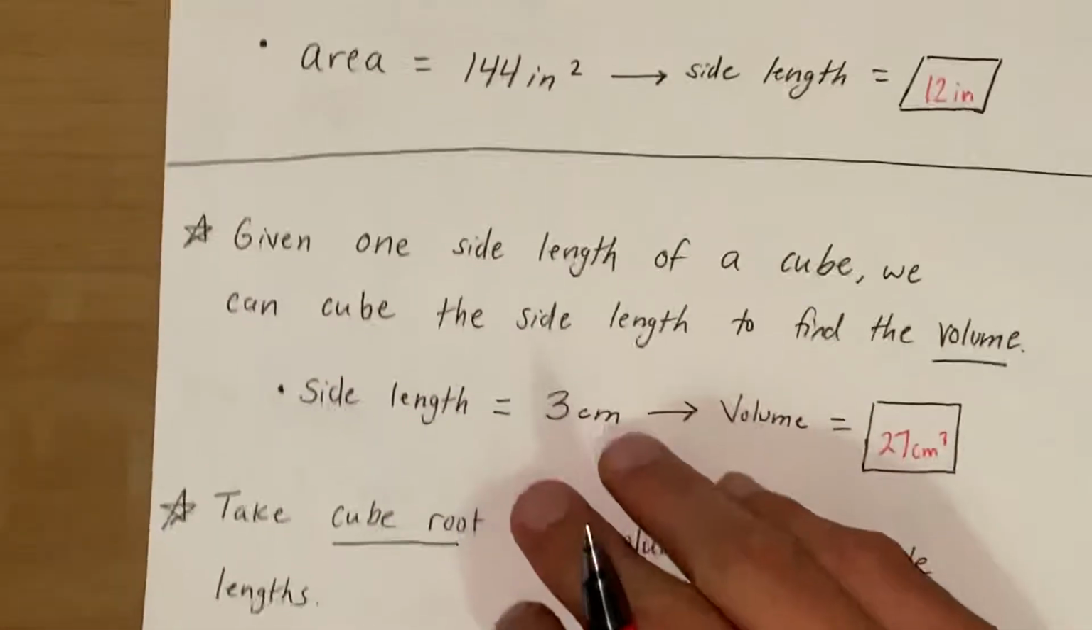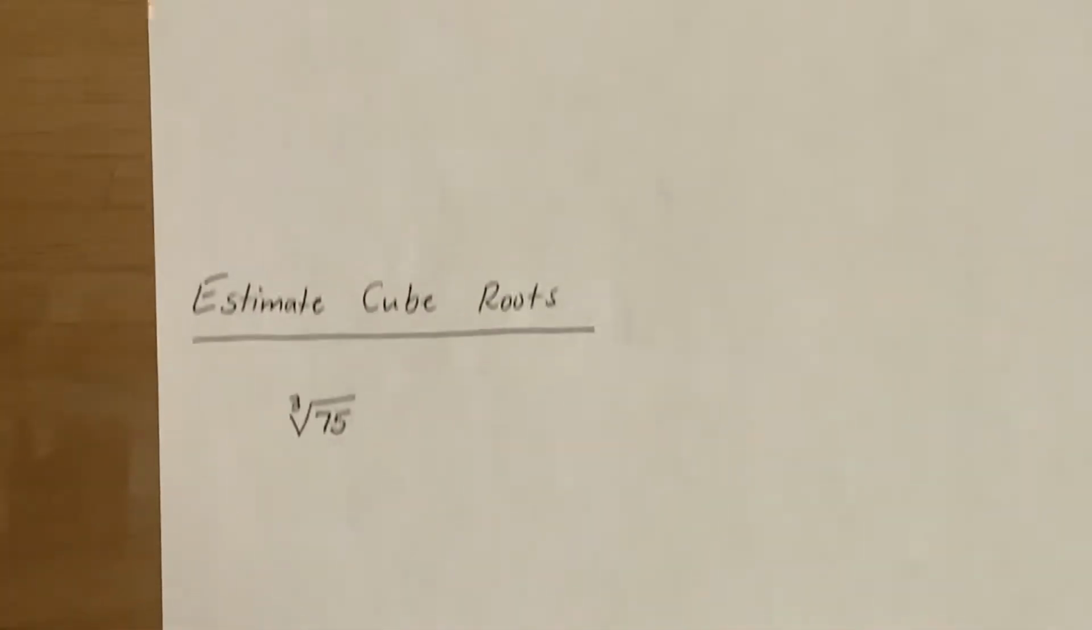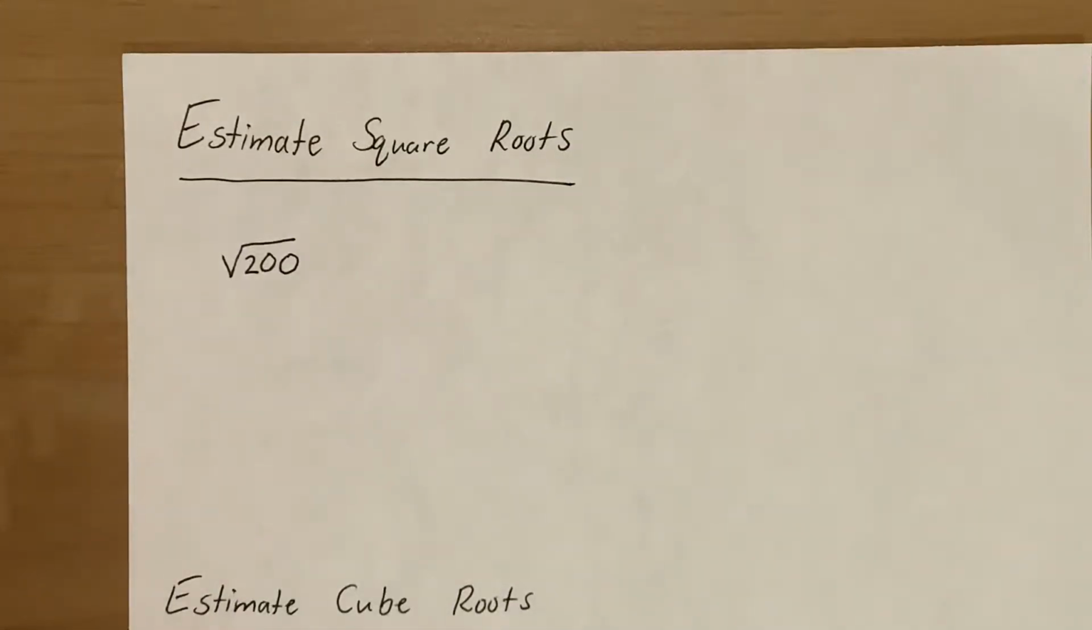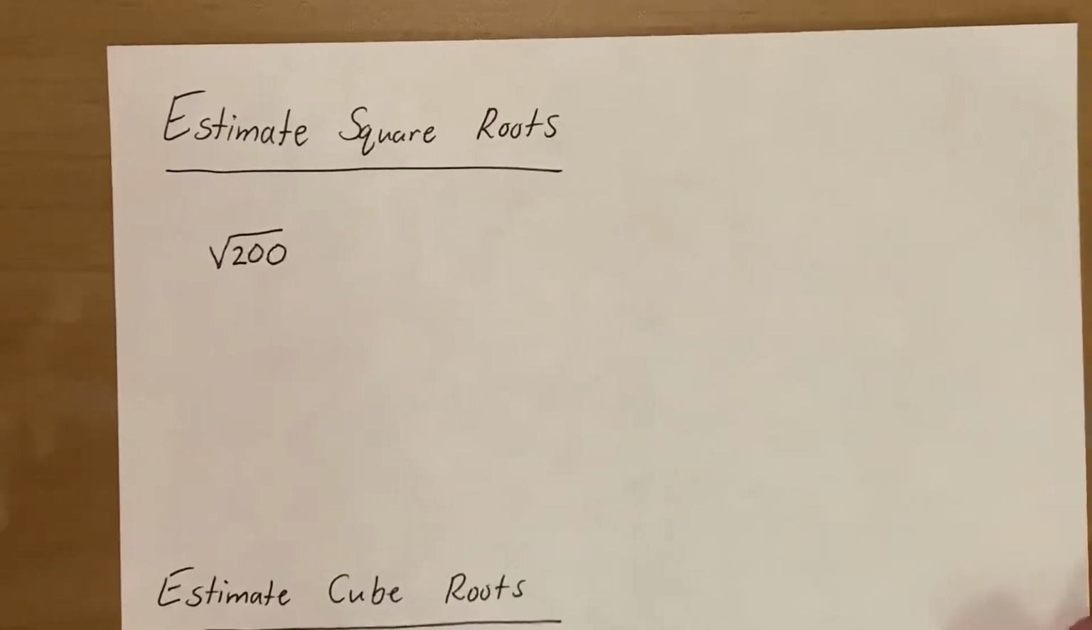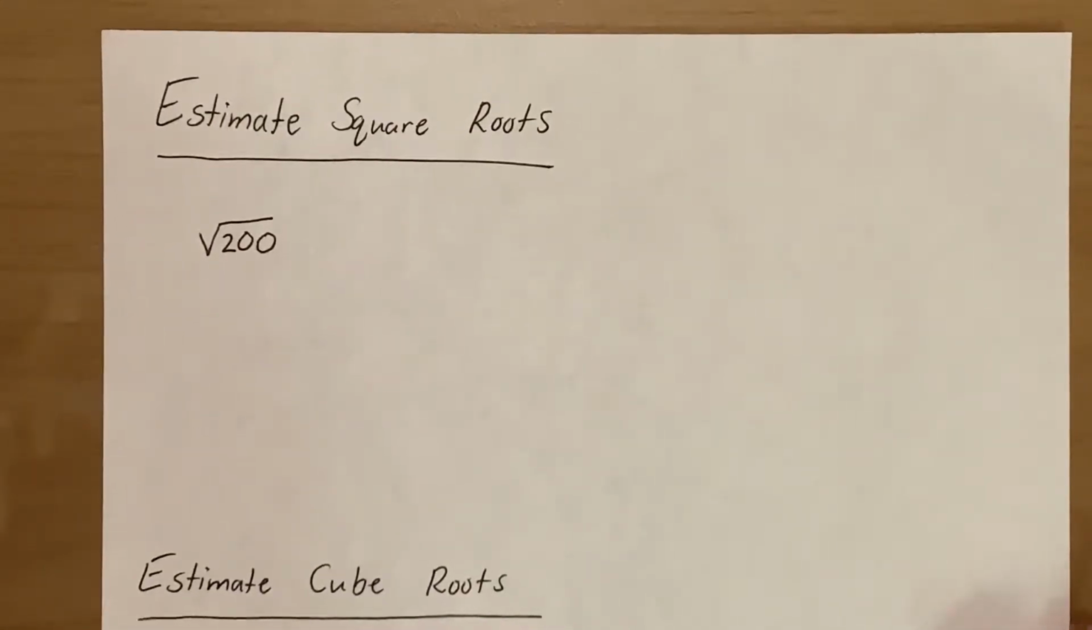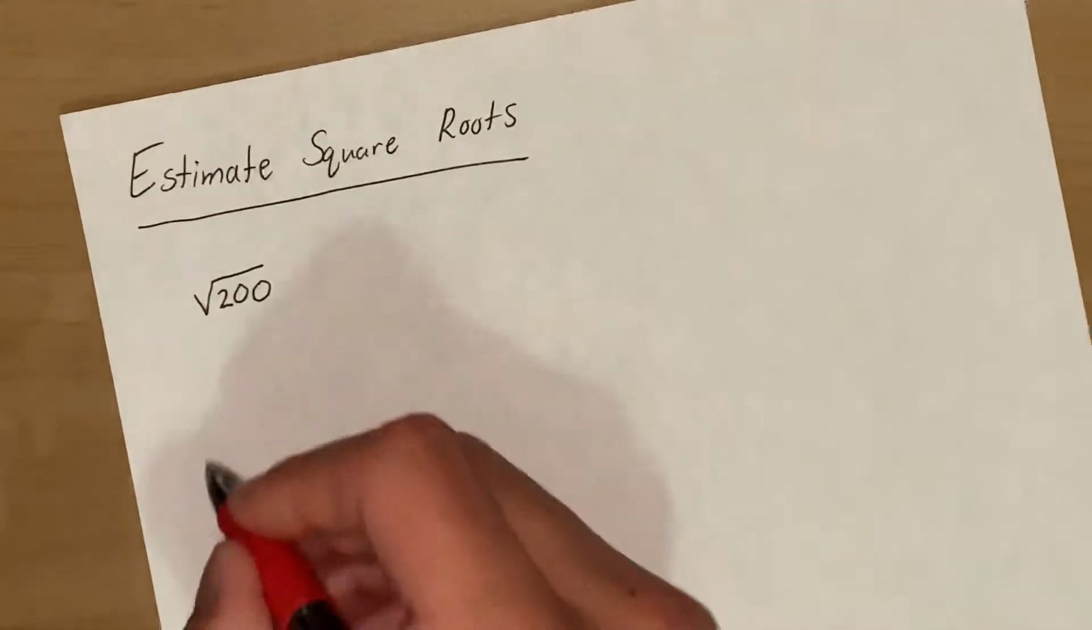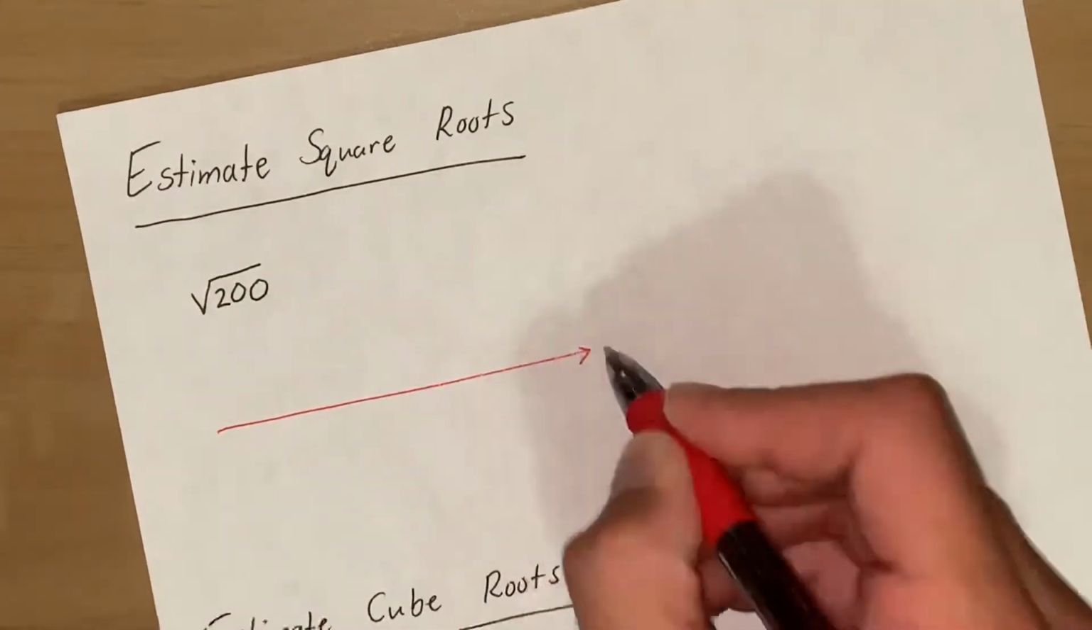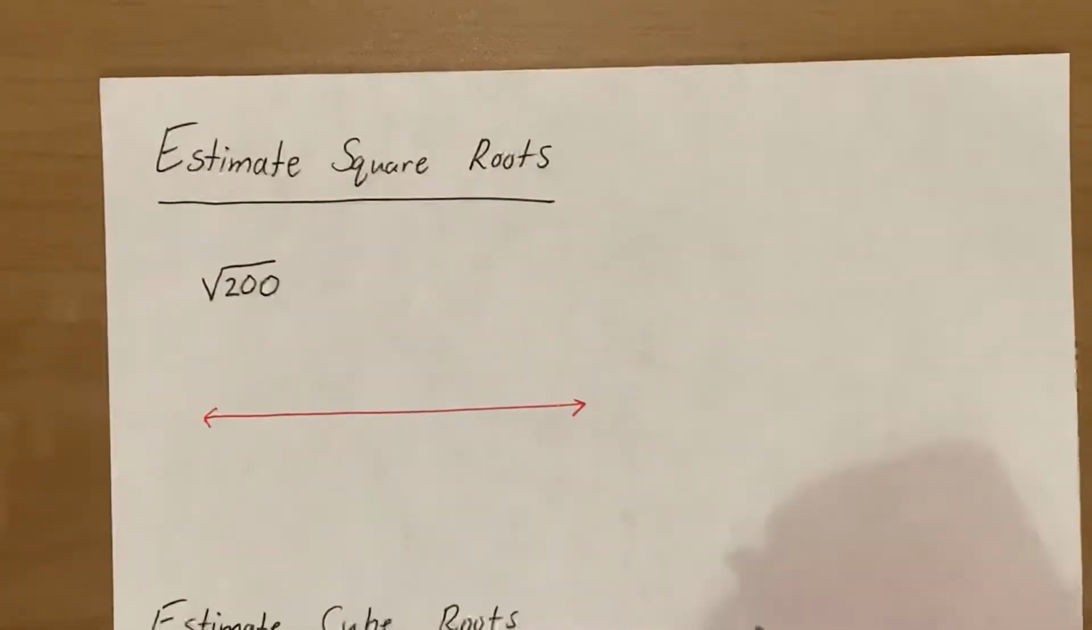Okay. Now let's look at how to estimate square roots and cube roots. When we're estimating square roots and cube roots, the strategy that we like to use is to make a number line, and then we put on the ends of our number line the two perfect squares that the square root of 200 falls between. So let's start like this. We make our number line, and we're trying to find the square root of 200.